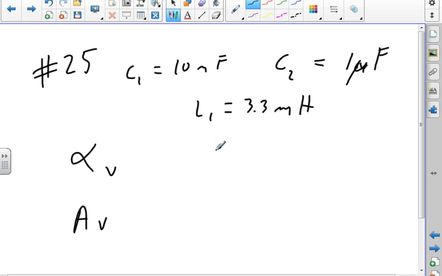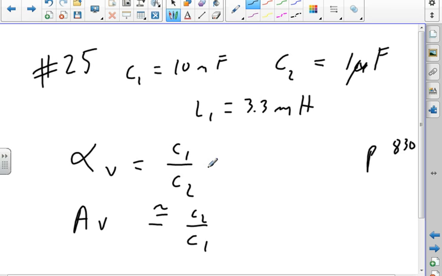Okay, I see it on page 829. All right, so alpha V is going to be C1 divided by C2, and AV is going to be approximately C2 divided by C1. And I'm getting that from page 830. Okay, well, I think I can probably do that.